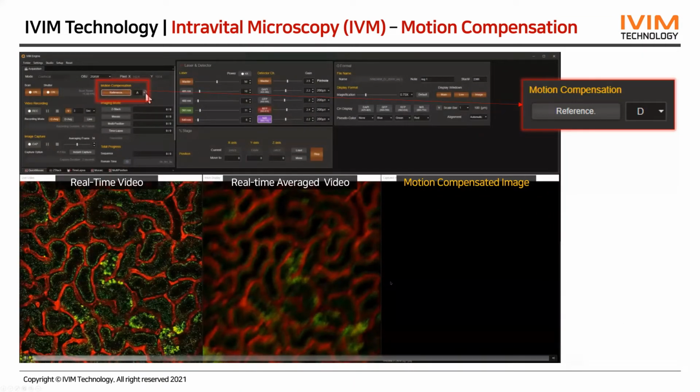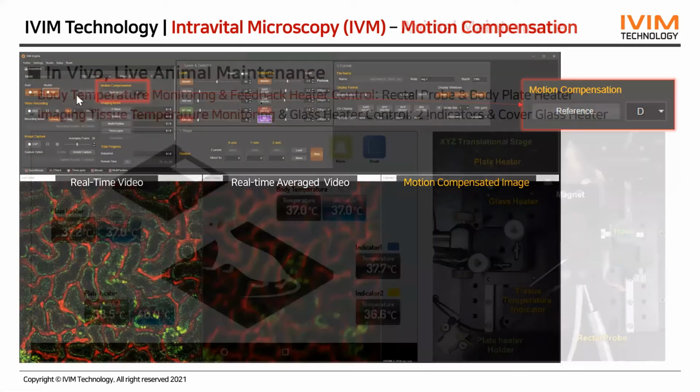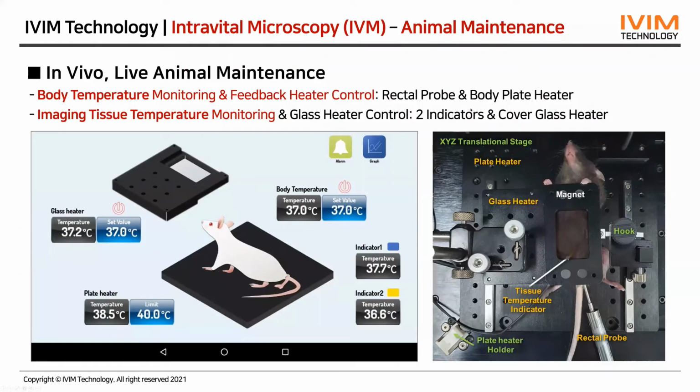And then we also provide a body temperature monitoring and feedback heater control system as well. We provide this electric probe to monitor the body temperature, and this plate for the animal imaging has an integrated heater inside. We monitor the body temperature, and using feedback control, we can keep the body temperature stable. This is the heater temperature and body temperature, and we also provide an additional temperature sensor to monitor the local tissue temperature during the imaging as well.